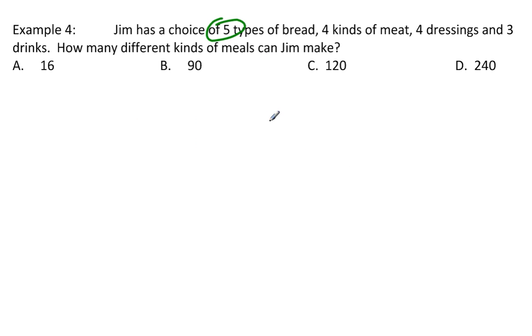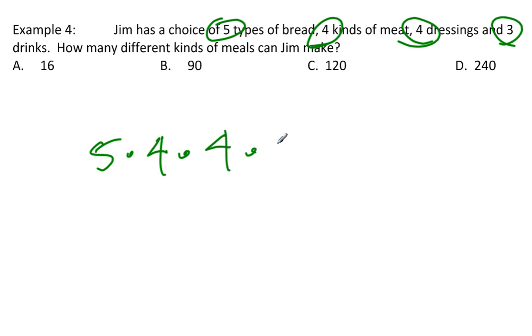Again, we're going to find 5 types of bread times 4 types of meat times 4 different dressings times 3 different drinks.